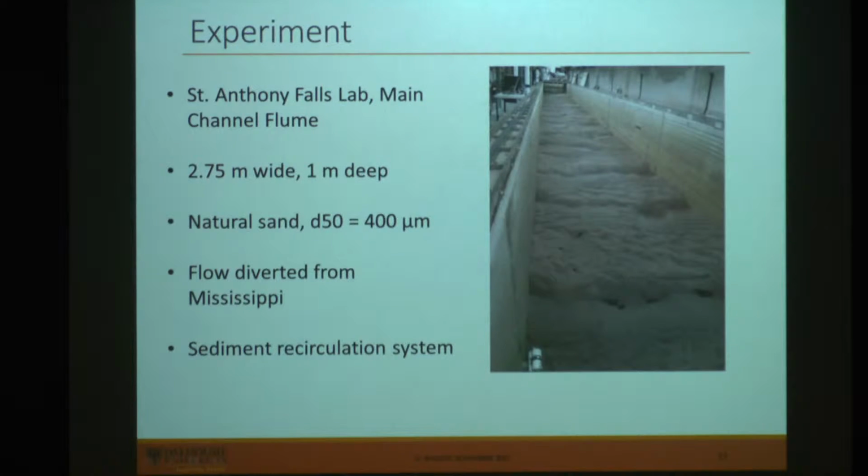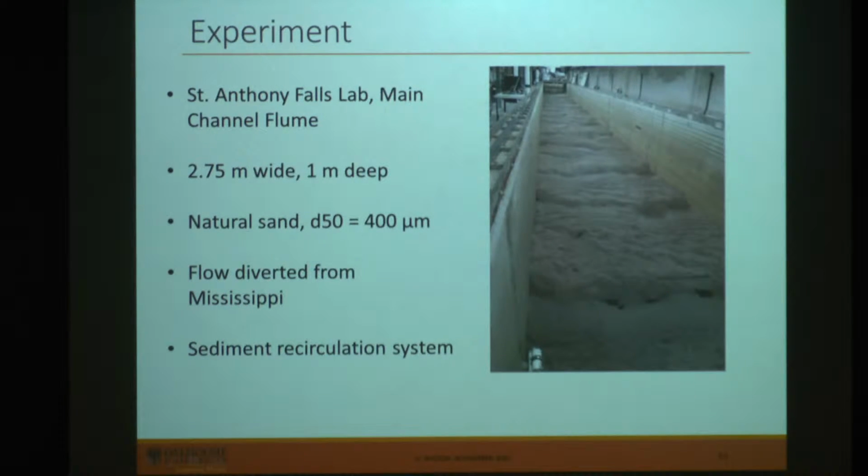So this is a picture of the main channel flume. It's pretty big. It's 2.75 meters wide. We ran it with a meter deep water column, and we had a 50 centimeter thick layer of natural sand on the bottom of the flume with a median grain size of 400 microns. A nice thing about this flume, and actually the whole St.